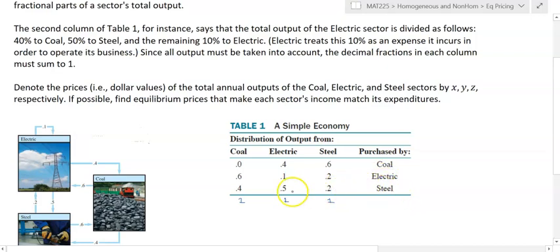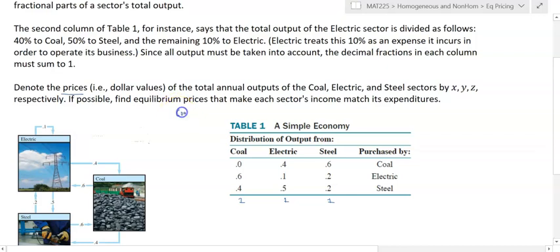So they could buy 40%, they could buy even 100% of all three of these per sector. So we see that these may not sum to 1 going across the rows. But down the column, we're accounting for 100% of each sector's production. Denote the prices of the total annual outputs of these three sectors by X, Y, and Z respectively. If possible, find equilibrium prices that make each sector's income match its expenditures.